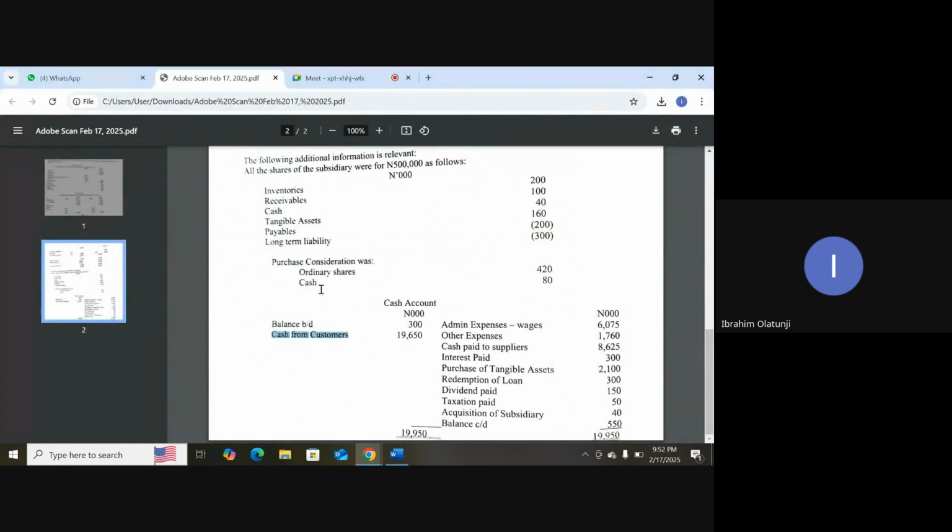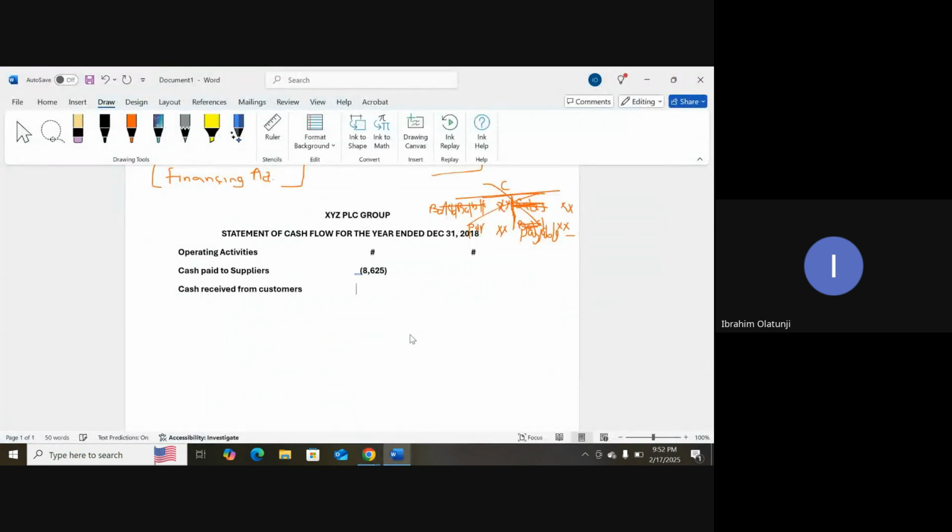But here, the examiner is not disturbing us. He's already giving us the cash receipt from customer, then just pick it straight away. 19,650. So this 19,650, you don't need to put bracket because the money actually came to your business because you received the cash from your customer. Any question before we move on? Is it clear?